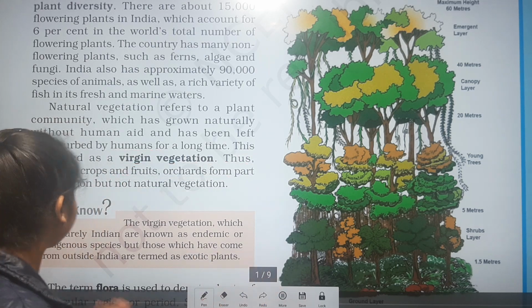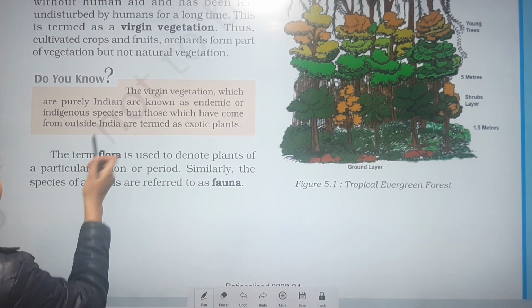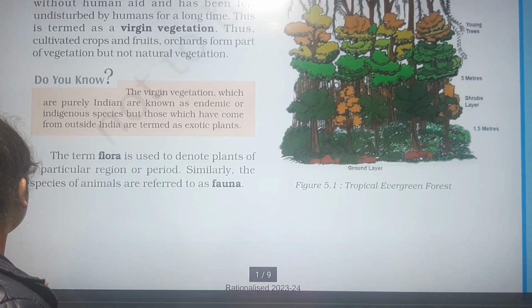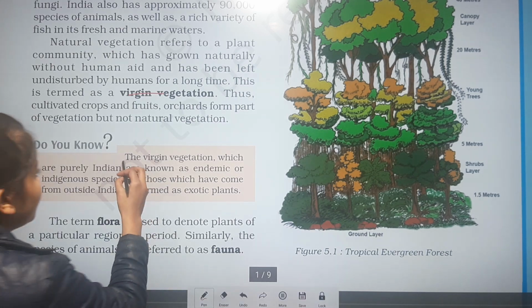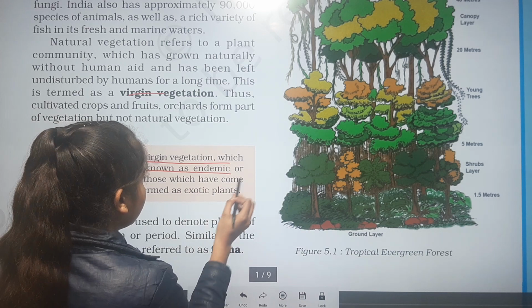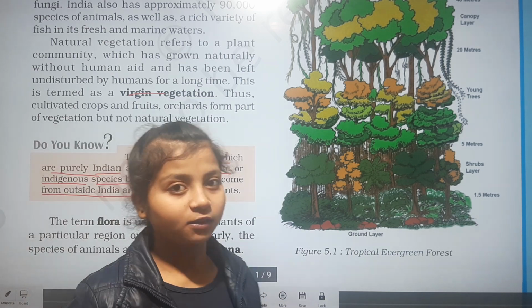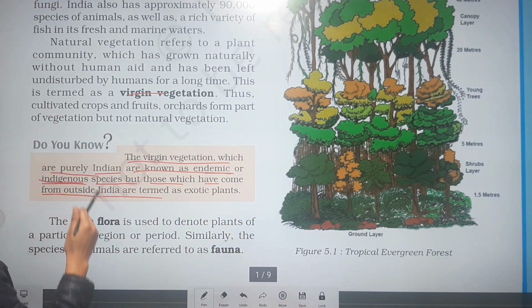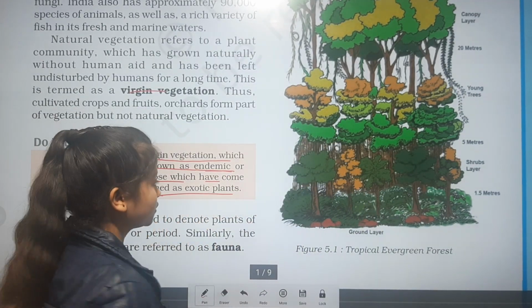So this is all about natural vegetation and virgin vegetation. One more thing: I hope you all know the virgin vegetation which is purely Indian. The virgin vegetation which is purely Indian is known as endemic or indigenous species, but those which have come from outside India are termed as exotic plants. It means a plant from India is called endemic or indigenous, but those which have come from outside India are termed exotic plants.